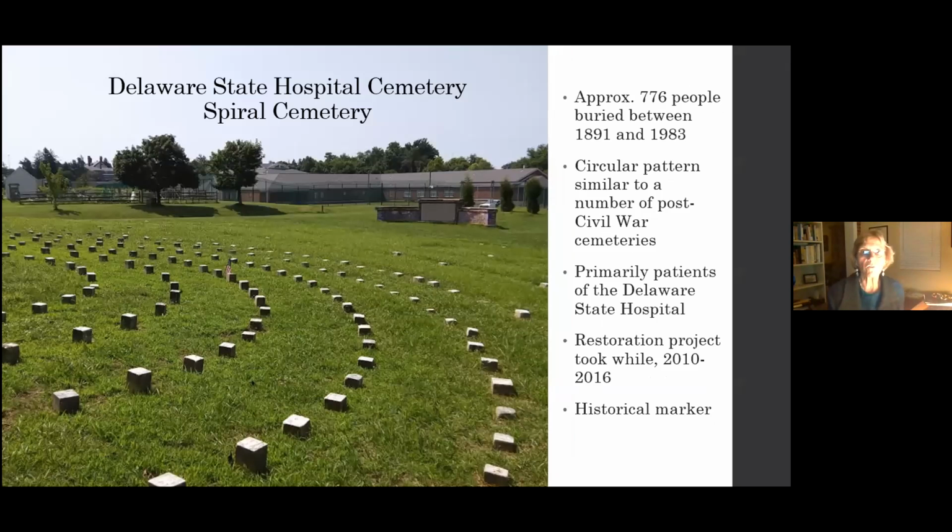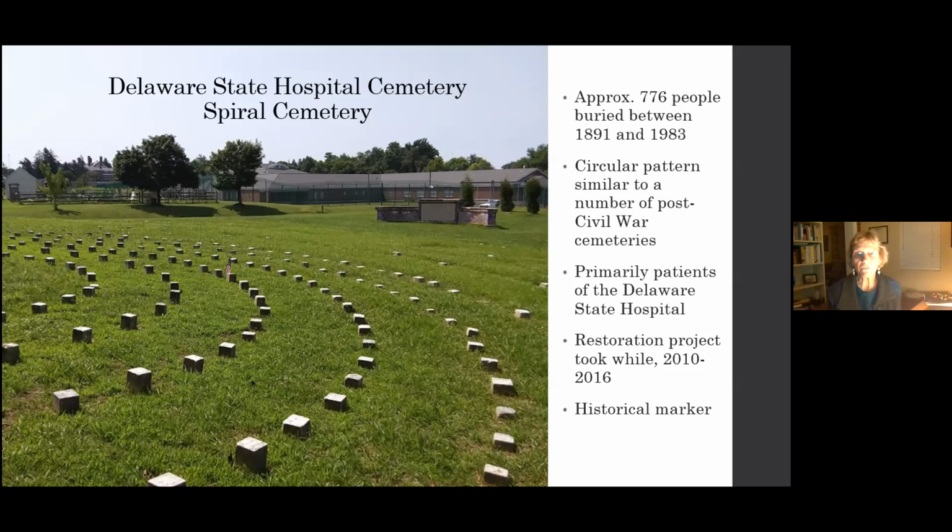Okay, just a quick overview of the first Pottersfield that we're going to be talking about. Approximately 776 people were buried here between 1891 and 1983. It's a very unusual pattern, circular. You usually see cemetery rows in cemeteries in straight rows.